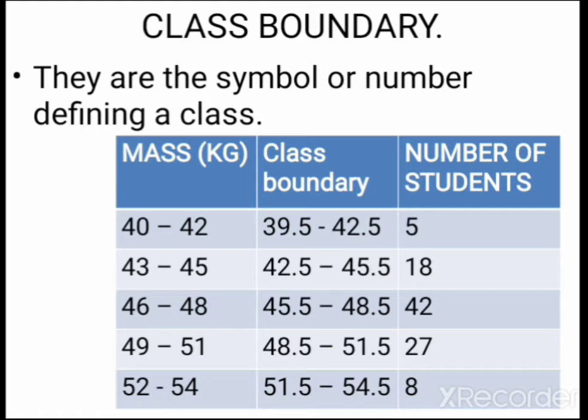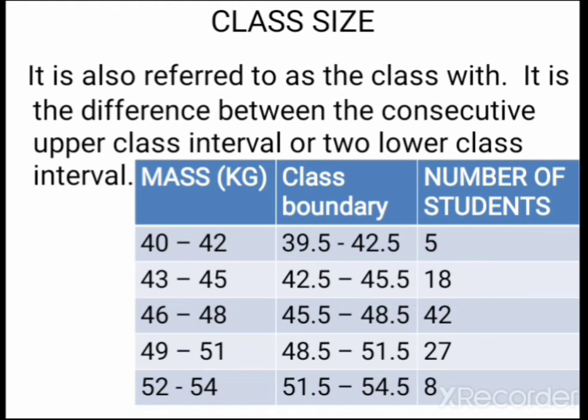So let's go to the next concept, which talks about class size. Class size simply refers to the class width. When we talk about class size, we also talk about the class width. You can usually call it the class size or the class width. It is the difference between two consecutive upper class intervals or two consecutive lower class intervals. What does the class width tell us? It tells us the number of possible items that can fall into a class.